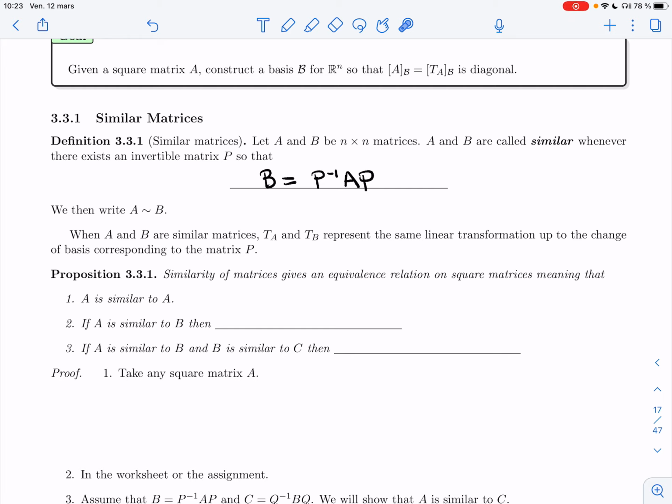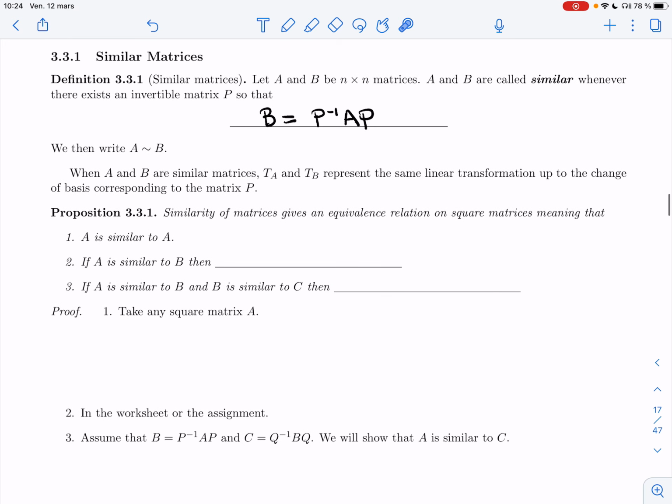All right, so let's start by looking at what characteristics similarity has. So similarity of matrices gives an equivalence relation on square matrices. That's the best type of relationship between objects. So what it means is that a matrix A is always similar to itself. If A is similar to B, then B is similar to A. And then if A is similar to B and B is similar to C, then A is similar to C.